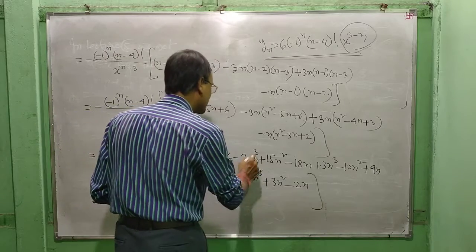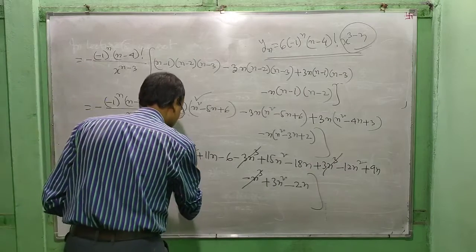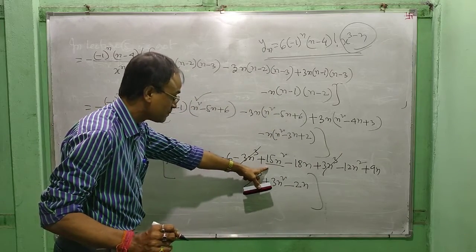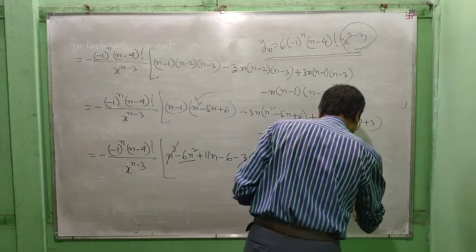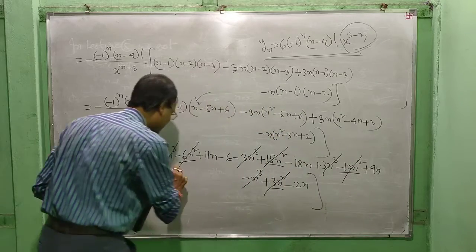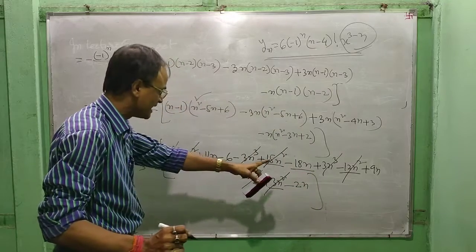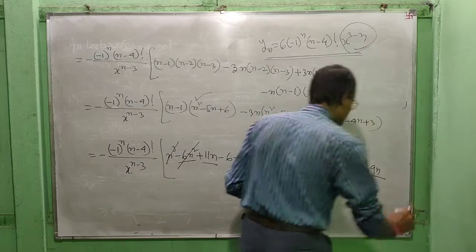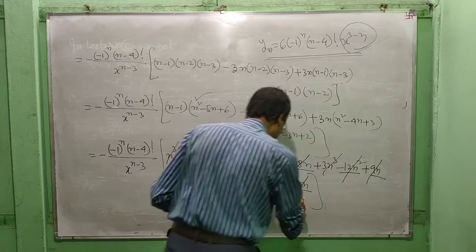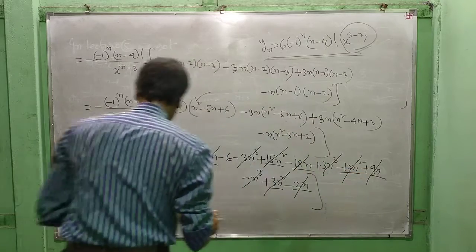Plus n cube minus n cube cancel, minus thrice n cube plus thrice n cube cancel. Now n square terms, minus 6n square plus 15n square plus 9n square minus 12n square minus thrice n square plus thrice n square. All terms involving n square will be cancelled. 11n minus 18n, minus 7n plus 9n plus twice n minus twice n. All the terms containing n will also be cancelled. What is left? Only minus 6.